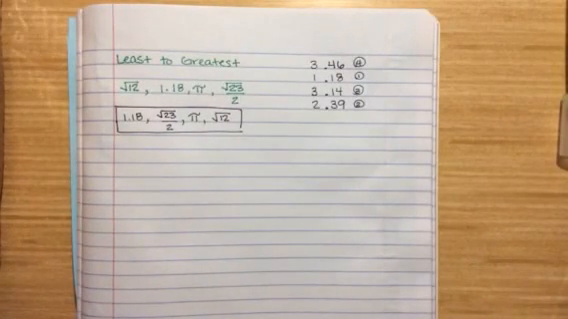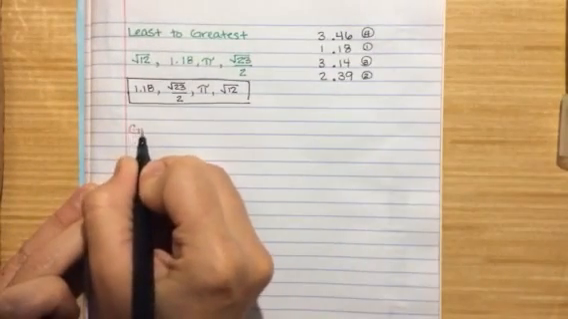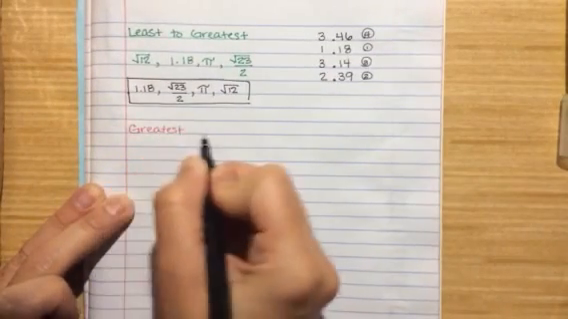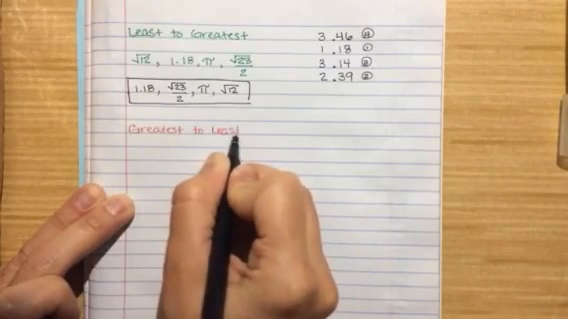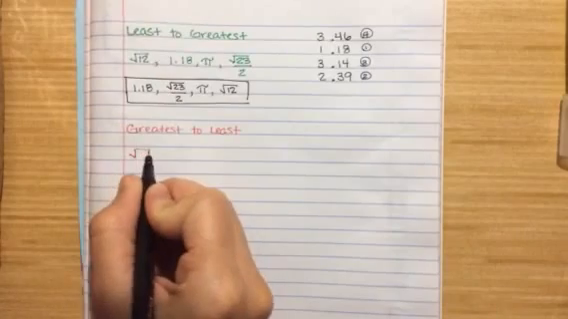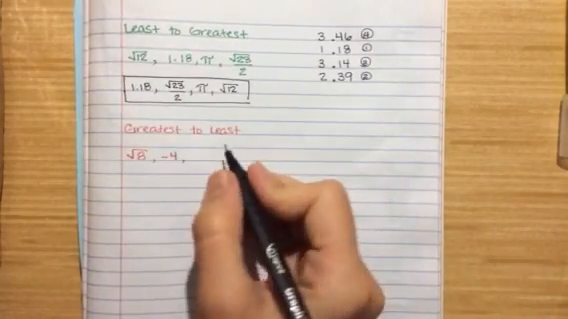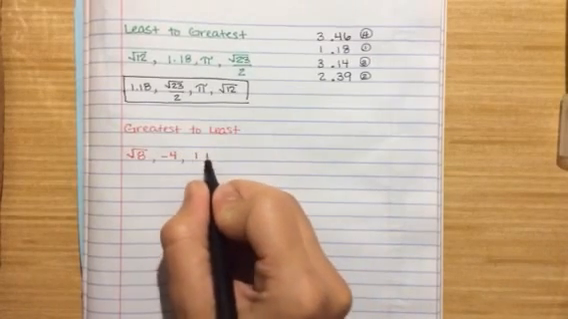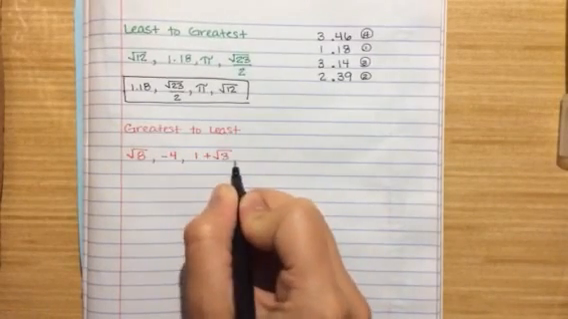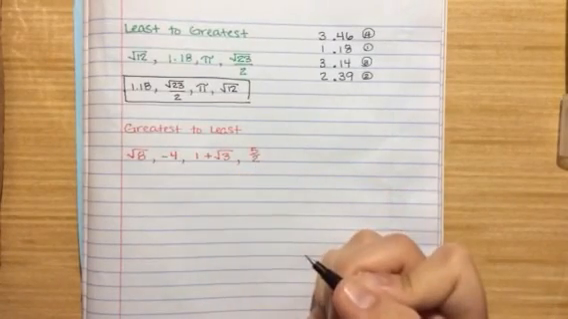Now let's do a second example. Let's go ahead and do from greatest to least. And let's go ahead and copy down the following numbers. Square root of 8, -4, 1 plus square root of 3, and 5 halves.